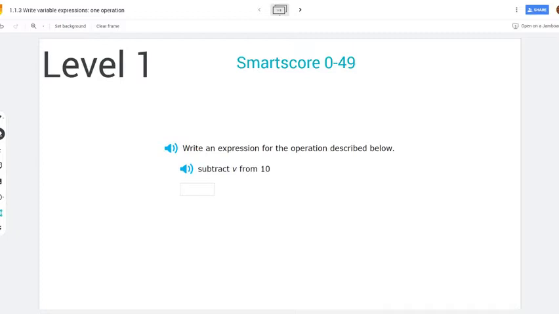This section is on 1.1.3 Write Variable Expressions, one operation. Alright, so at first we've got: write an expression for the operation described below, subtract v from 10.